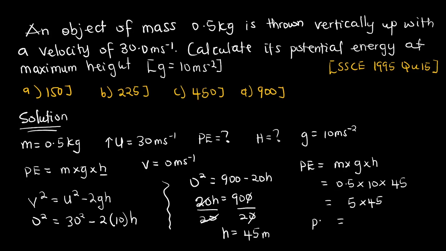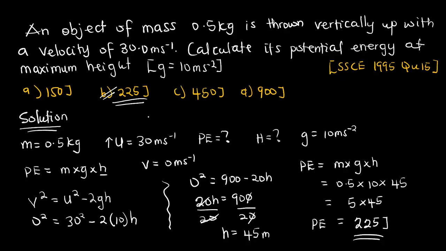And then that will give us the potential energy of 5 multiplied by 45. That will give me 225. So 225 joules is my answer. And if I look through the possible choices, option B here is the correct answer.